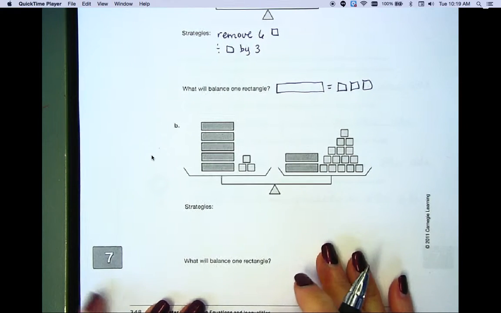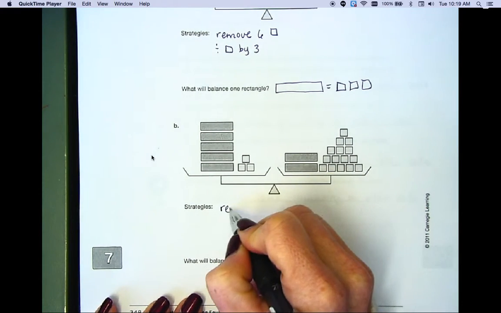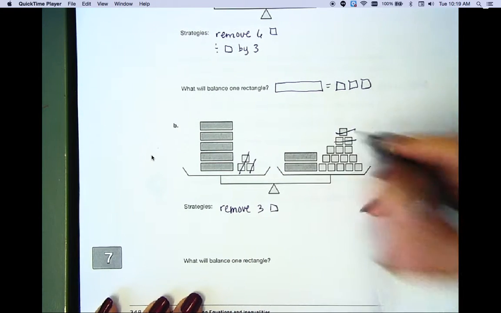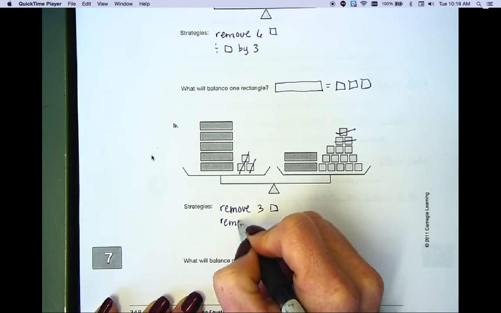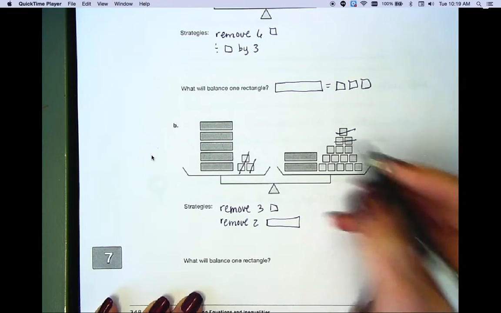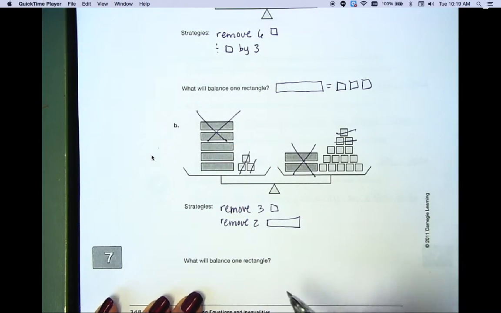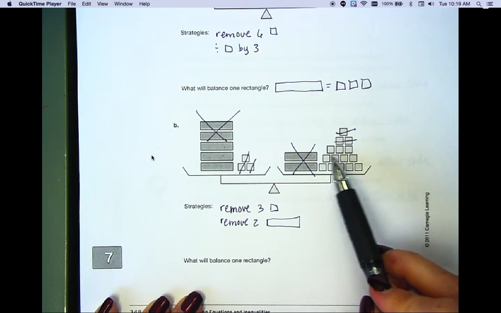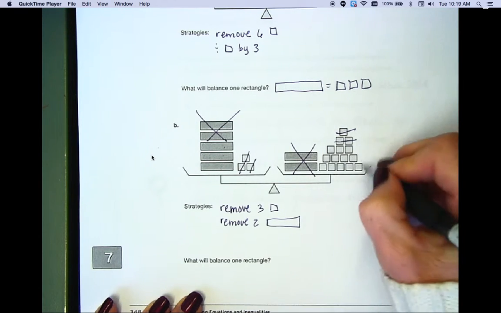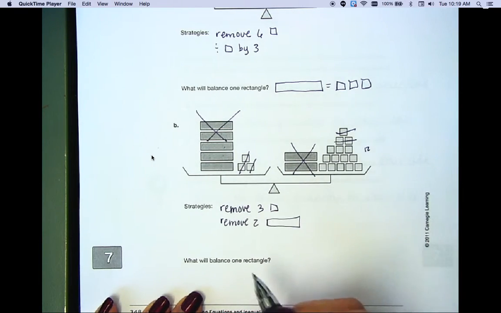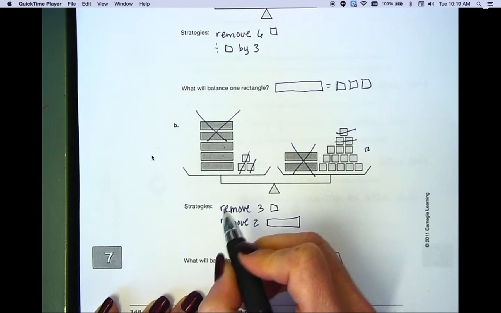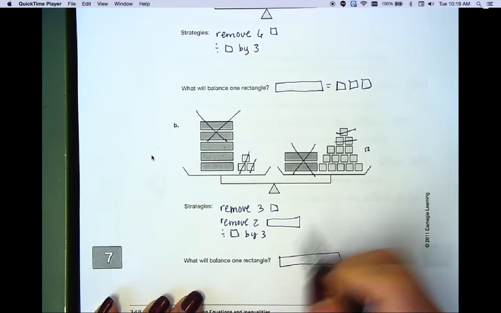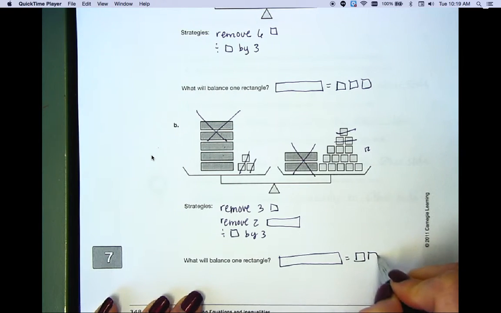Okay, I can do the same thing here. Strategy, I'm going to remove 3 of the squares from both sides. So I'll take those 3 off. I'm going to also remove 2 of the rectangles from both sides. So these are gone and these are gone. Now that means I have 3 rectangles and I have 1, 2, 3, 4, 5, 6, 7, 8, 9, 10, 11, 12. I have 12 squares, 3 rectangles. So that means if I divide the squares by 3, one rectangle equals 4 squares.